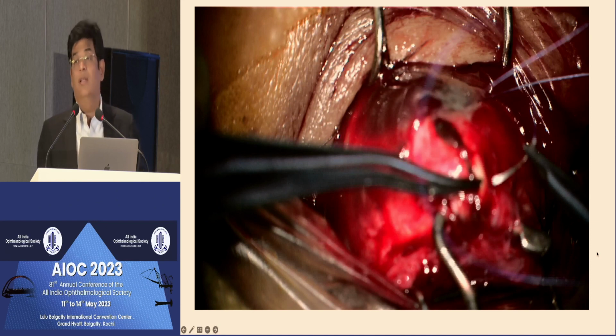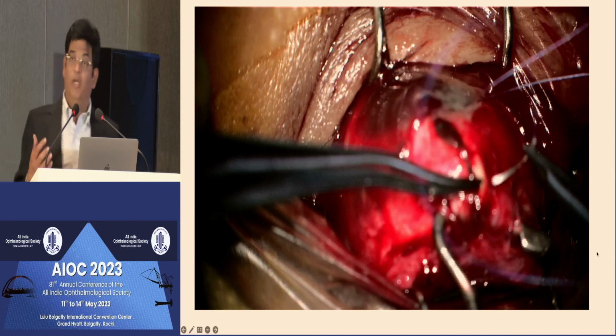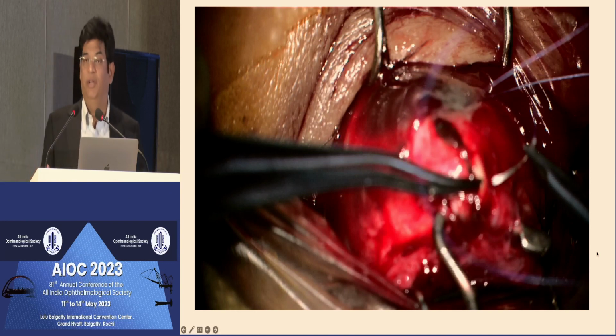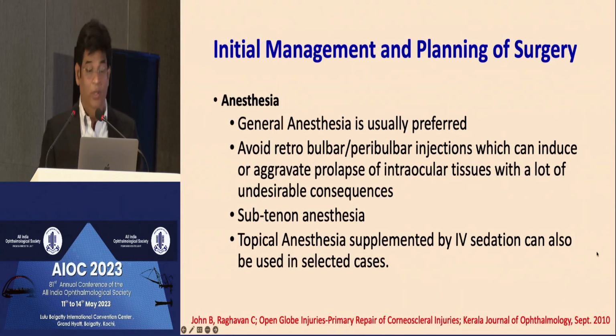Another important thing is how we put in the eye speculum and how we prepare the patient for surgery. We should preferably operate under general anesthesia, or we can use subtenon or parabulbar anesthesia. That is very, very important when it comes to managing these patients. So I'm just going to go to the last slide.